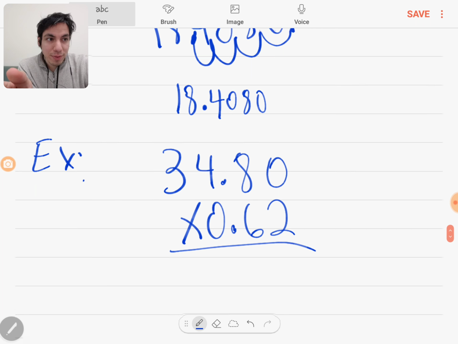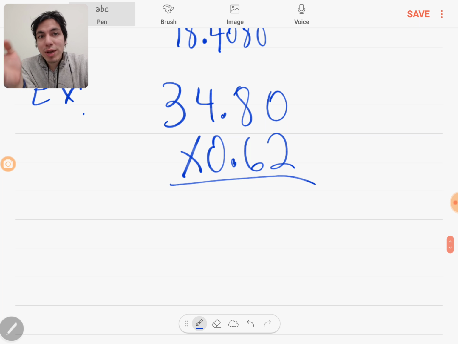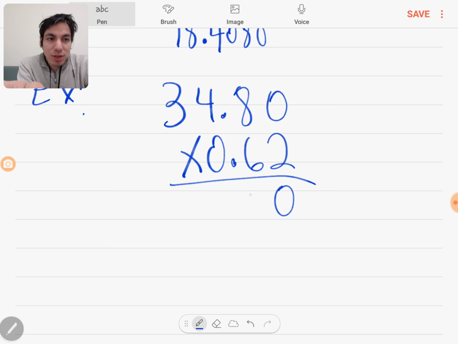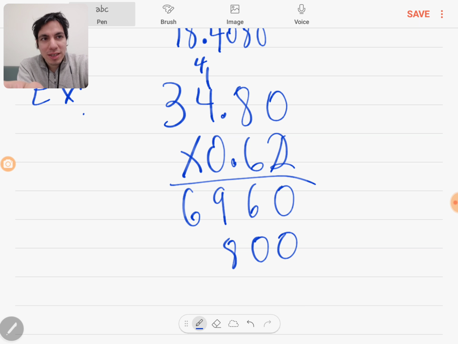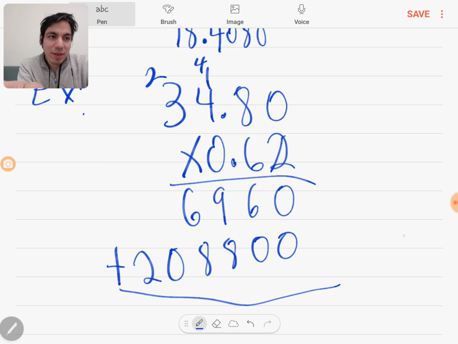Next, let's multiply this out as is. So we get 0 times 2, 0. 2 times 8, 16. 2 times 4 is 8, add 1 is 9. 2 times 3 is 6. So I'm done with the 2. I then multiply 6 times 0, 0. 6 times 8, 48. 6 times 4 is 24, but I add 4 more is 28. 6 times 3 is 18, but add 2 more is 20.